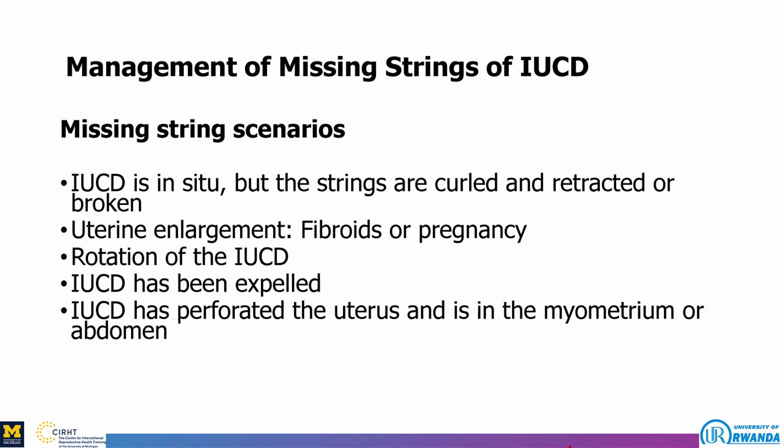Uterine enlargement: sometimes we may have medical conditions like myomas, like fibroids, or even pregnancy. Rotation of the intrauterine contraceptive device: sometimes we may have rotation of the IUCD due to poor insertion technique, and sometimes it may also have been expelled from the uterus. Again, like I explained previously, sometimes the device has perforated the uterus and is in the myometrium or in the abdomen.